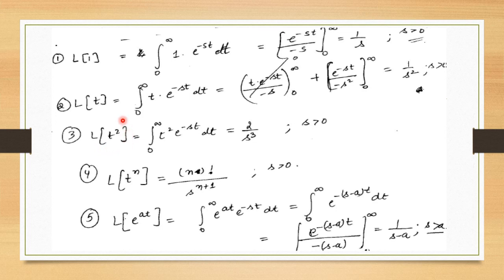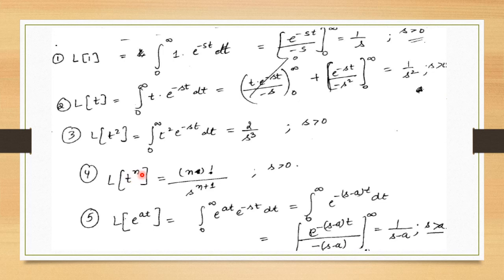Similarly, find the Laplace transform of t square, and after solving this integration, we get 2 upon s cube, provided s is strictly greater than 0. So in general, the Laplace transform of t to the power n will be n factorial upon s to the power n plus 1, provided s is strictly greater than 0. This is just by the generalization of this.